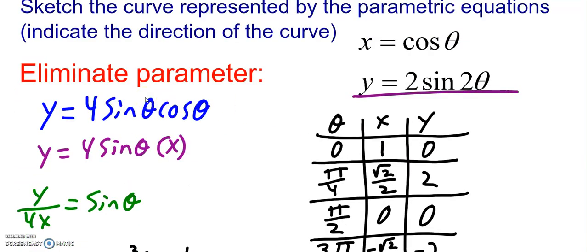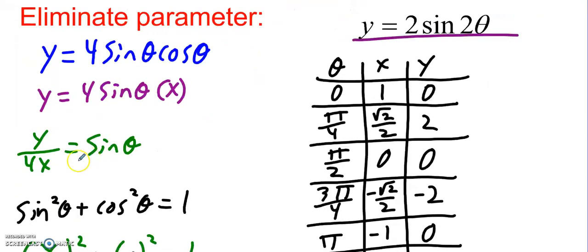Now, how do I actually eliminate the parameter here, though, and get this into a rectangular equation? Great question. You need to use some trig identities. So notice sine of 2 theta. Well, what's the double angle identity for sine? The double angle identity is 2 sine theta cosine theta. Or since there was already this 2 here, I can make this y equals 4 sine theta cosine theta. But cosine theta is x. So I have y equals 4 sine theta x. So y over 4x equals sine theta.